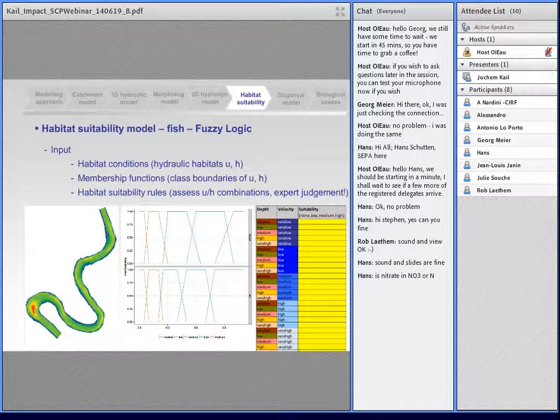So all the hydraulic variables are classified with some boundaries, and these boundaries overlap. So it might be that a specific velocity or depth belongs to two classes. And third, you've got some habitat suitability rules, which are usually based on expert judgment. And here you've got to assess each of the specific combinations between the depth and velocity classes and assess the suitability for specific species.